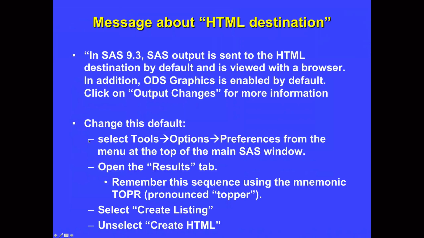You can go to Tools, Options, Preferences from the File menu at the top of the main SAS window. Then you would want to open the Results tab. And here's a mnemonic to remember that sequence. Topper, T-O-P-R, Tools, Options, Preferences, Results. And then select Create Listing and unselect Create HTML.